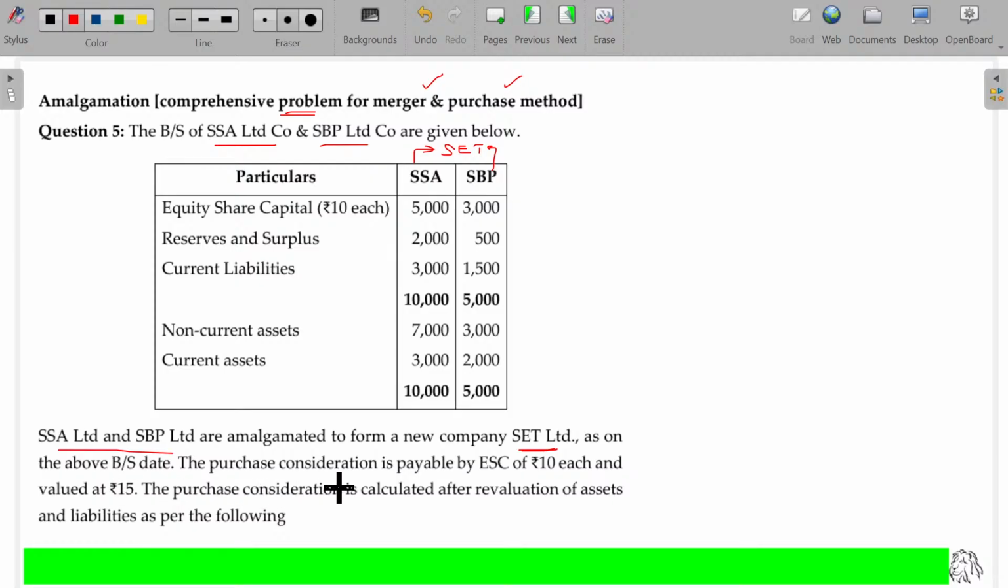As on the above date, the purchase consideration is payable by way of equity share capital of ₹10 each, valued at ₹15. So 10 valued at 15 means the difference will be securities premium. The purchase consideration is calculated after revaluation of assets and liabilities as per the following. So purchase consideration is determined based on the net realizable value. Okay, net assets method.